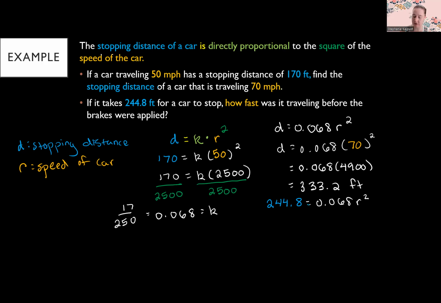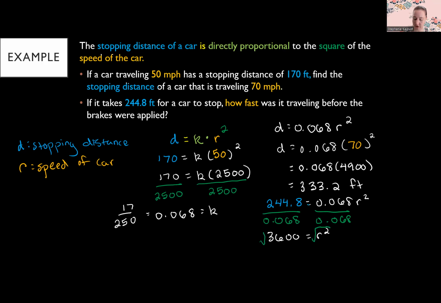So I'm going to first divide both sides by that decimal. So I need to divide by 0.068. And that actually comes out to a whole number, 3,600. And that equals R squared. And we want R, not R squared. So we need to take the square root of both sides.